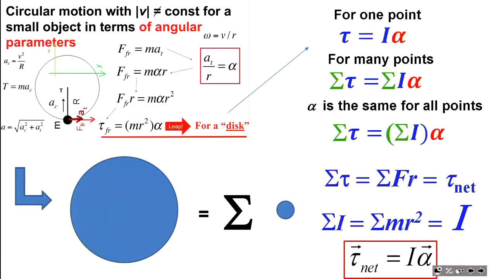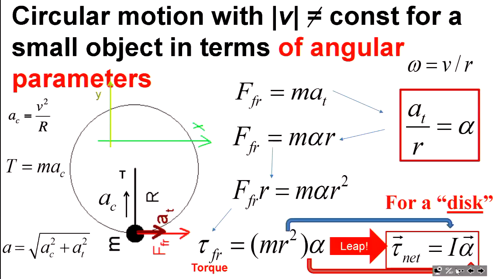We just call it a moment of inertia because it is related to mass. It describes mass distribution inside this object. And we'll talk about mass distribution tomorrow. So this is our leap from an equation for a single point to an equation for the whole object.